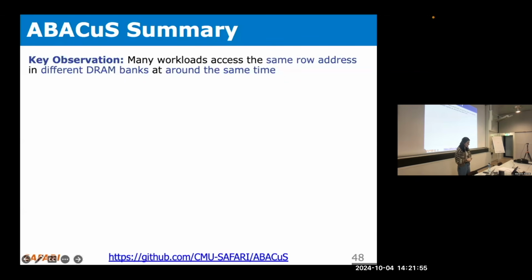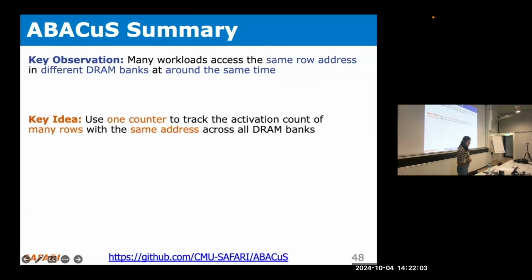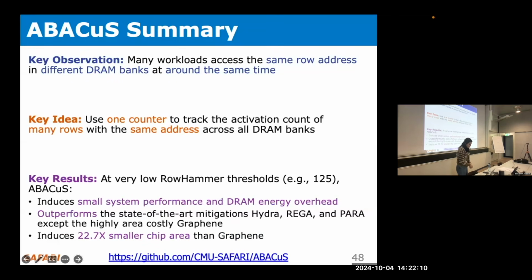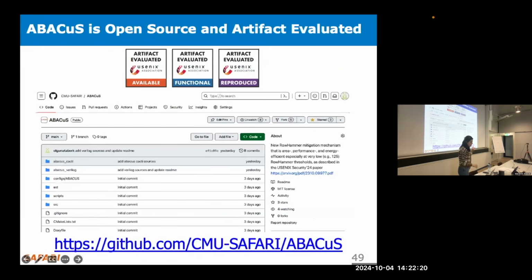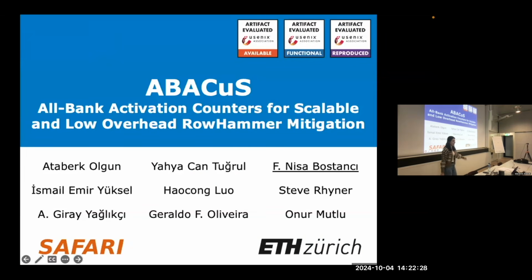Based on the key observation that many workloads access the same row address in different DRAM banks at around the same time, we developed Abacus, which uses one counter to track the activation count of many rows with the same address across all DRAM banks. Our results show that Abacus induces small performance and DRAM energy overheads at very low RowHammer thresholds, and it outperforms state-of-the-art mitigation techniques. Abacus is also open source and artifact evaluated, and you can check this link and test it. This will be all for this part of the talk. I'm ready to take your questions.